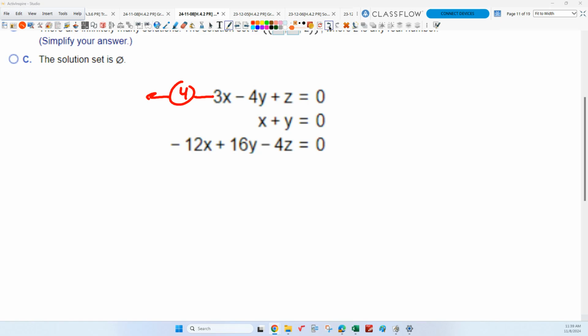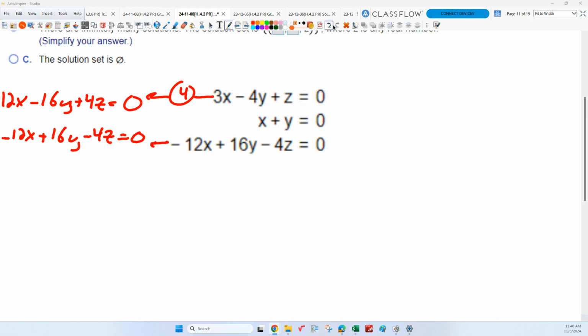Bottom one we just leave alone, right? Okay. So 12x minus 16y plus 4z equals 0. Bottom one, negative 12x plus 16y minus 4z equals 0.